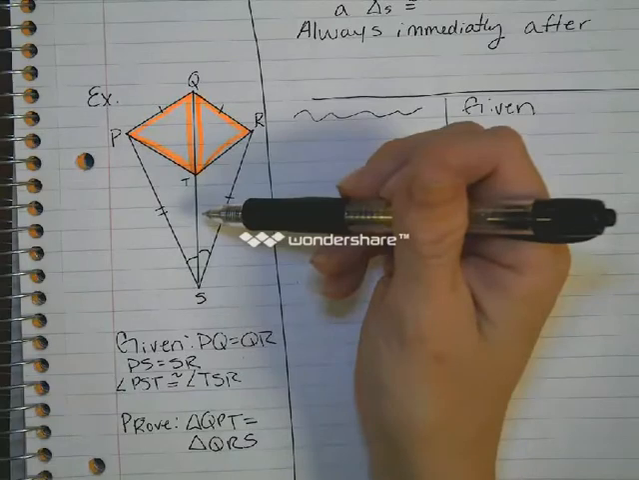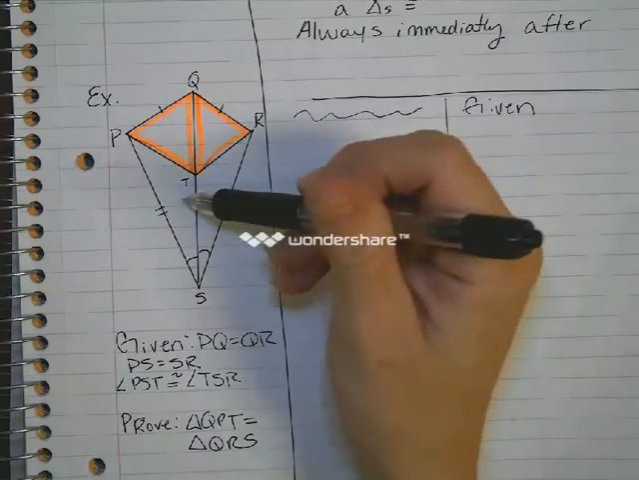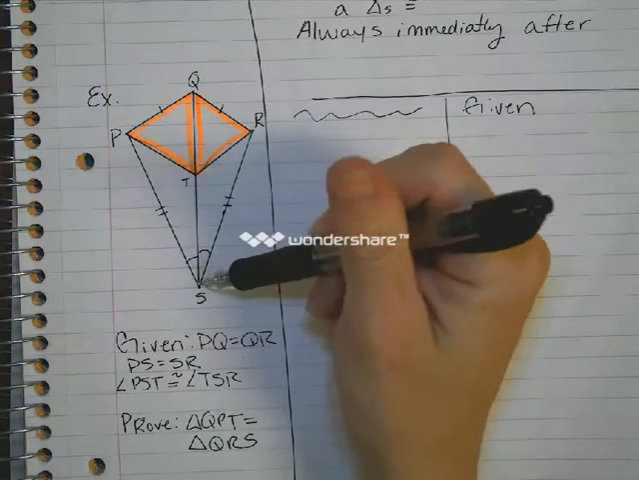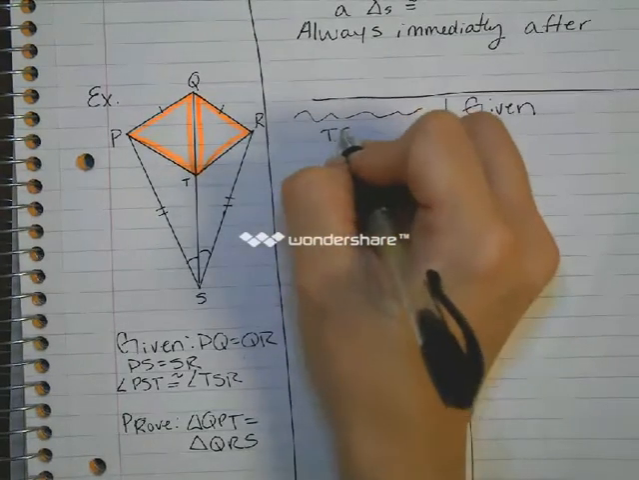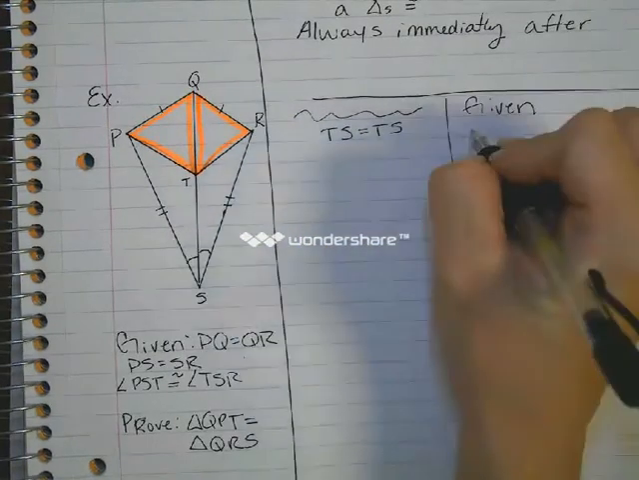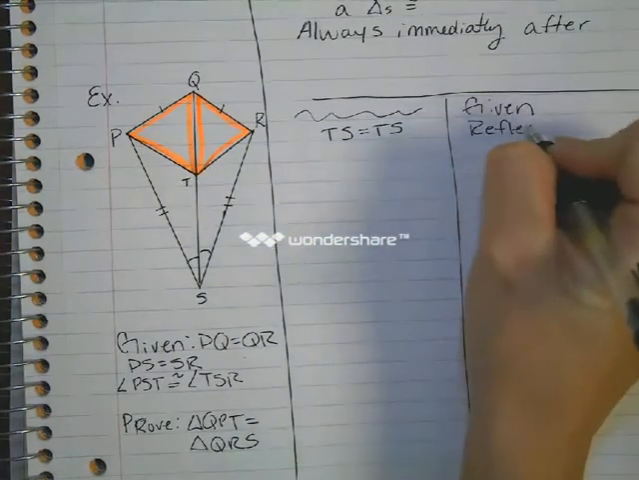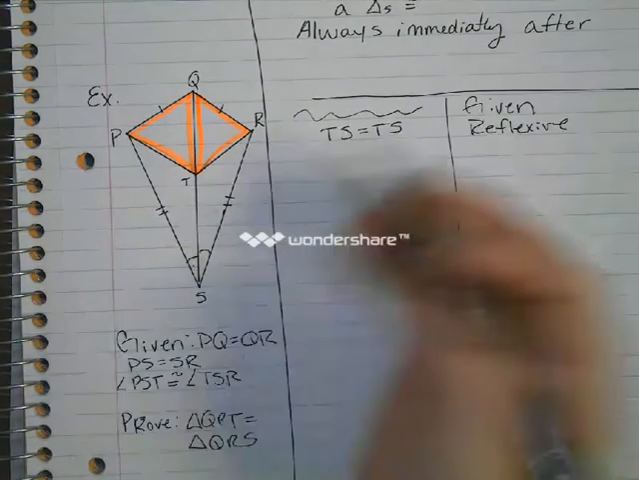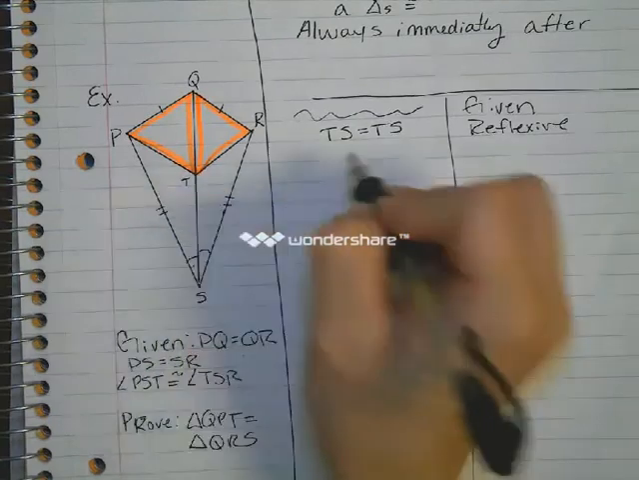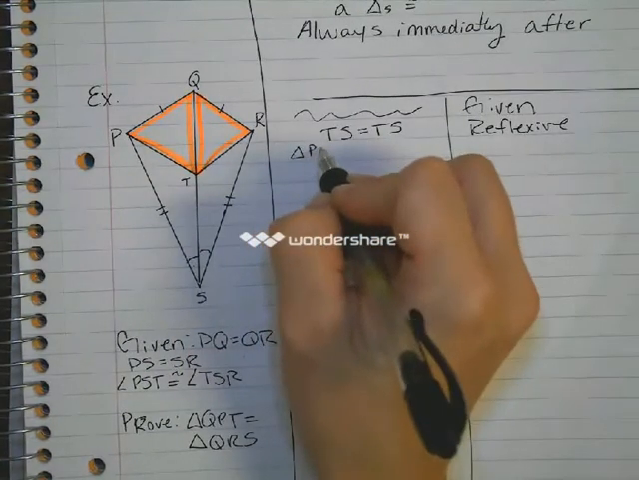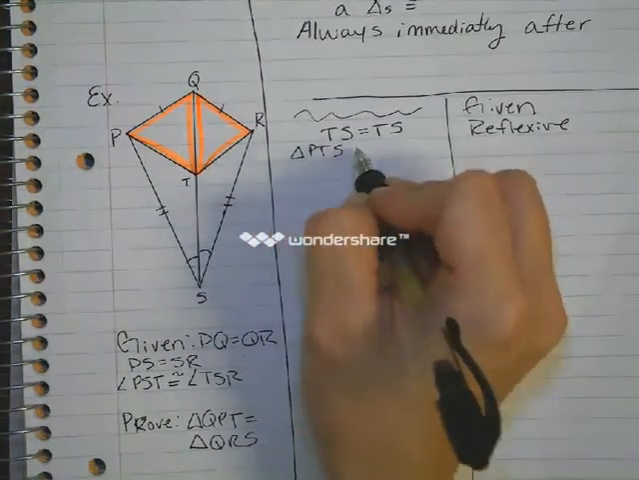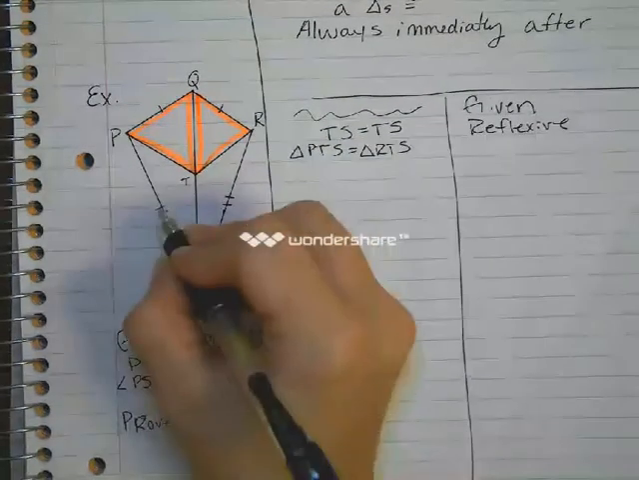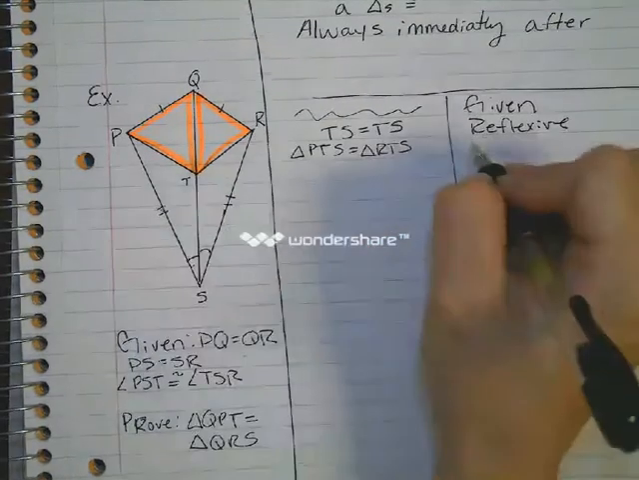What conjecture can you make first off? Well, we have a reflexive side, right? So TS is going to be equal to TS, reflexive. That's going to make side, angle, side. So this triangle is congruent to that triangle. Triangle PTS is congruent to triangle RTS. Again, it's side, angle, then side. And if the triangles are congruent, then all of their parts are congruent.